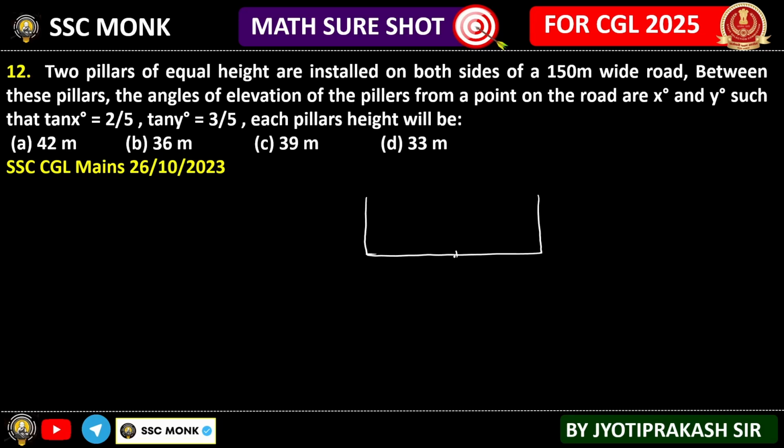Okay, so from this point, if I'm looking towards this tower, this angle is equal to what? X. When I'm looking towards this pillar, this angle is equal to what? Y. Clear? Now it is saying tan x, tan x means this by this, is equal to 2 by 5, sorry, my bad, and it is saying tan y is equal to 3 by 5. Yes or no? Yes. So this is 5, this is 5, this is 3, this is 2. This is what it is saying, right?